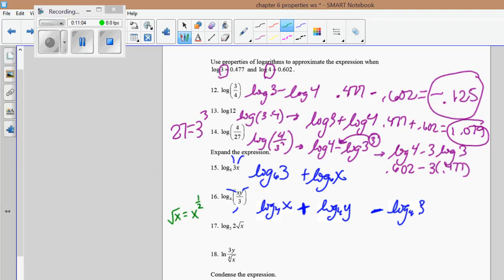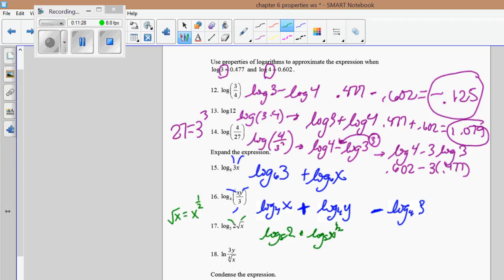Do you remember that from like last month? Square root of x is really x to the 1/2. Okay, so I see a 2 and I see an x to the 1/2. So I'm going to have two logs. So log base 5 of 2 plus log base 5 of x to the 1/2.